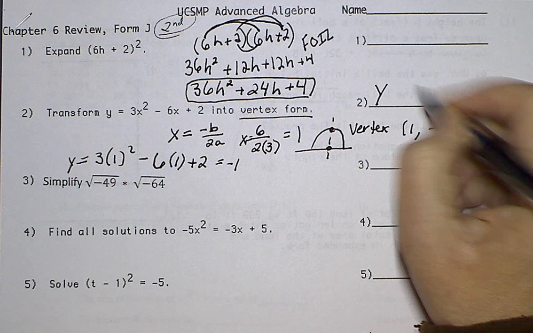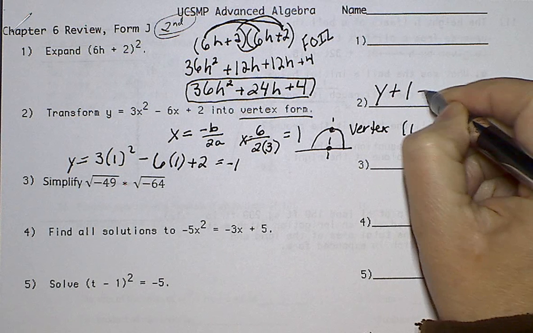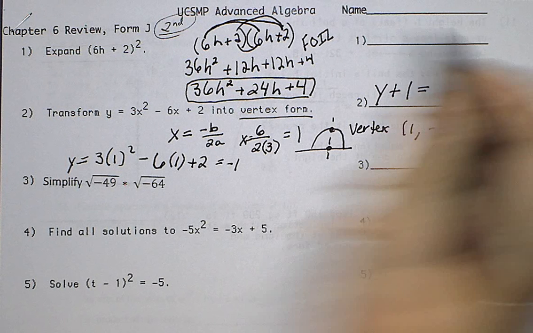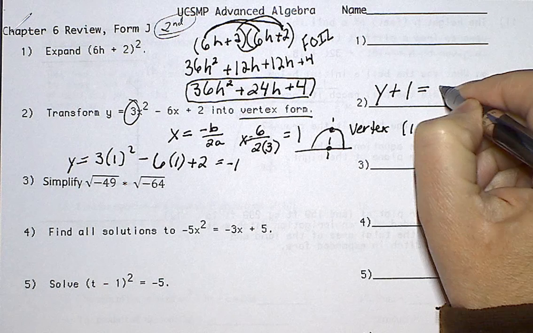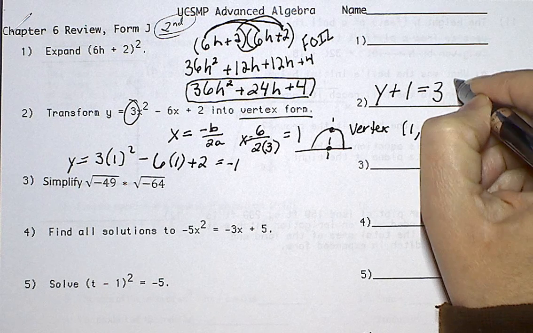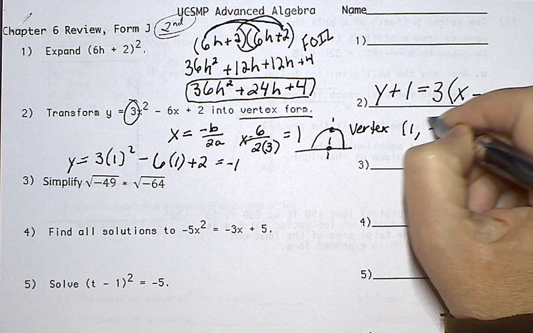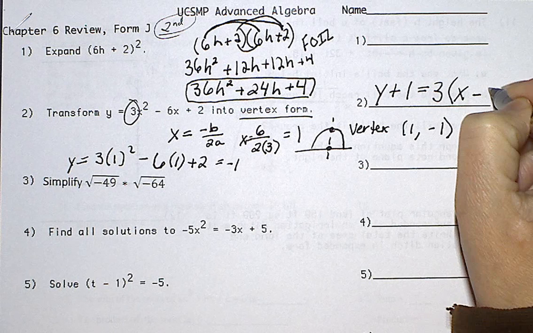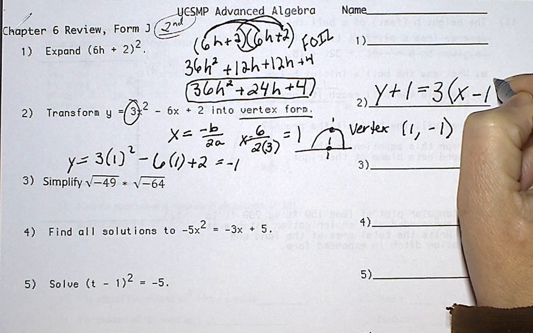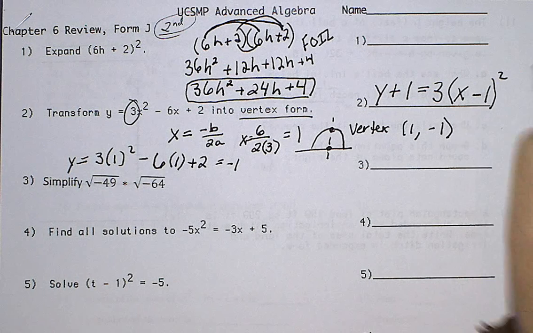And remember, your vertex form is you have y and the opposite of what's in the y spot, so it's plus 1 is equal to your a, which remember a is still there, so it's 3 times (x minus, or the opposite of your x, and in this case it's 1) so it's (x minus 1) squared. So that is our answer.